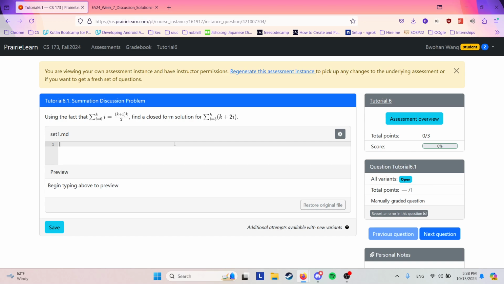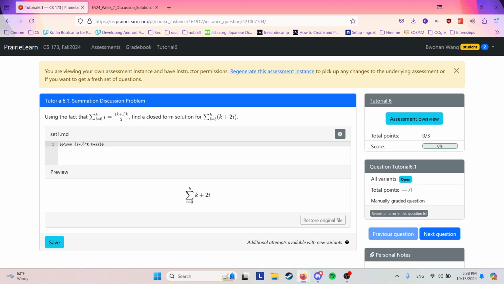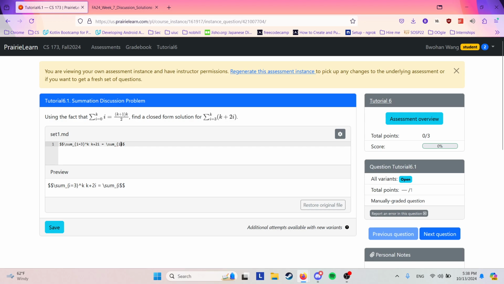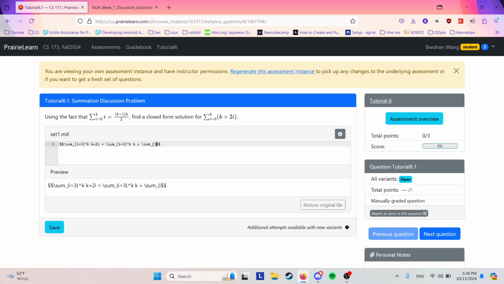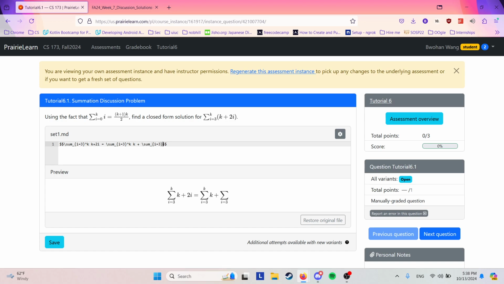That will simplify the summation so that we have the terms in a nicer form. So the sum from i equals 3 to k of k plus 2i is equal to the sum, with the same bounds, of k, plus the sum from i equals 3 to k of 2i.